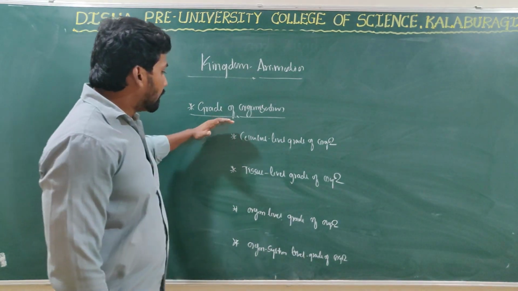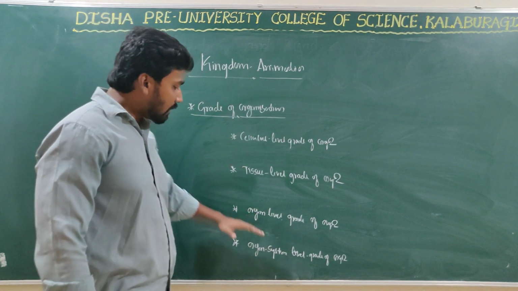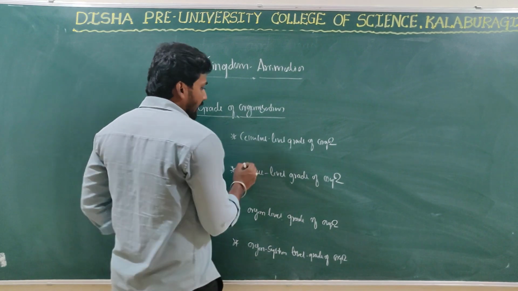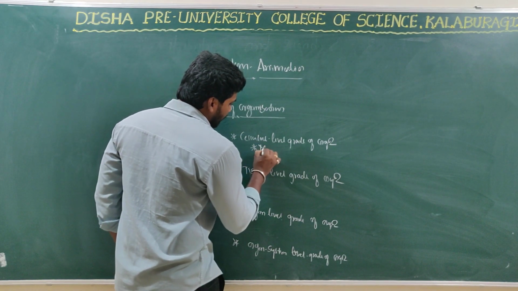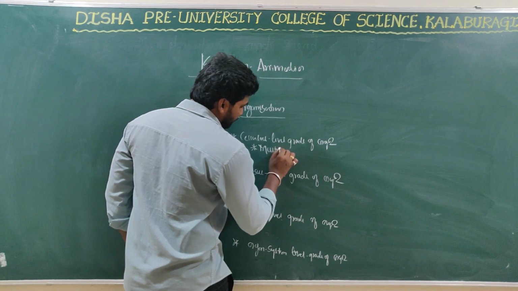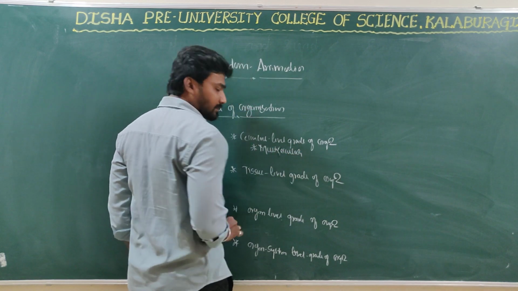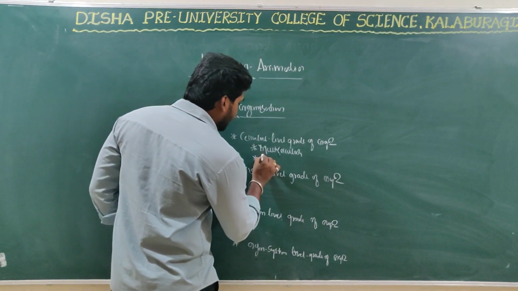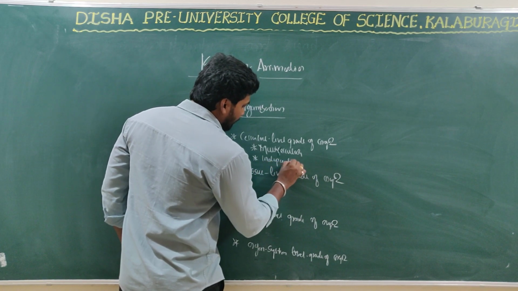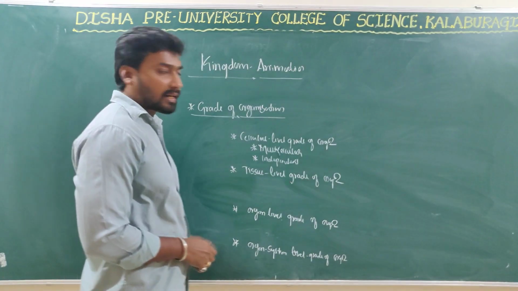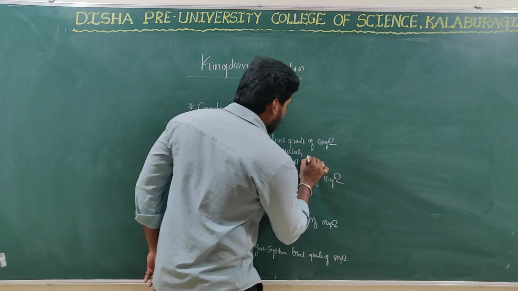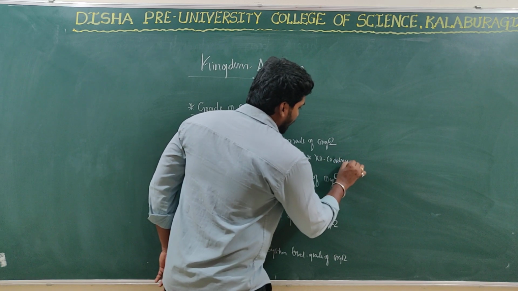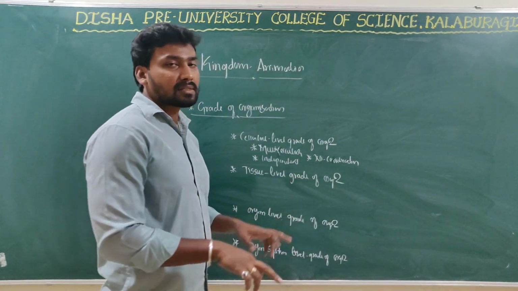Okay, we find the animals from cellular to organ system level grade of organization. So what exactly do these four mean? Cellular level grade of organization, here the animals are multicellular, and here the cells are independent. They are not interconnected. They are independent, and there is no coordination among the cells.